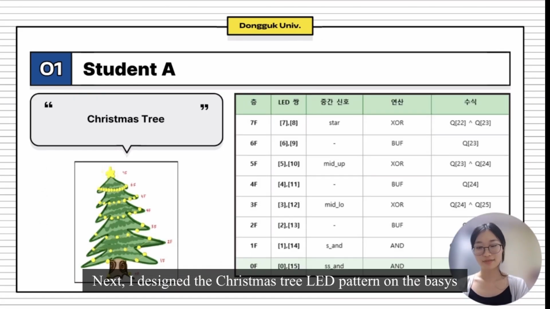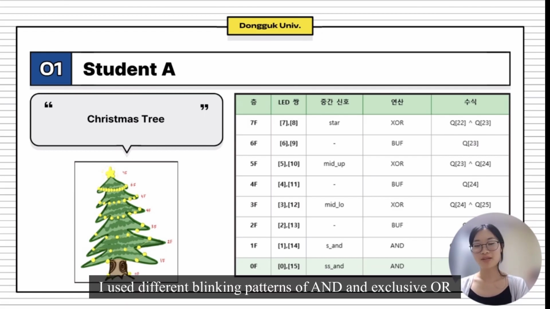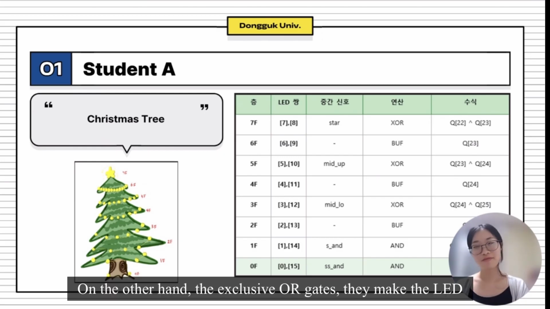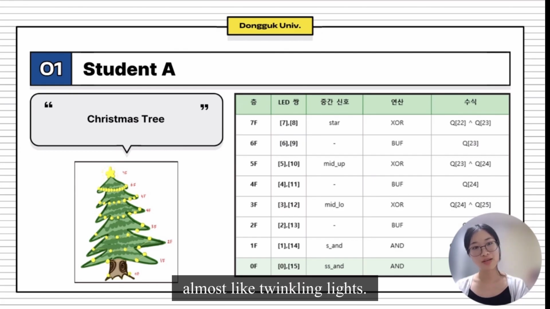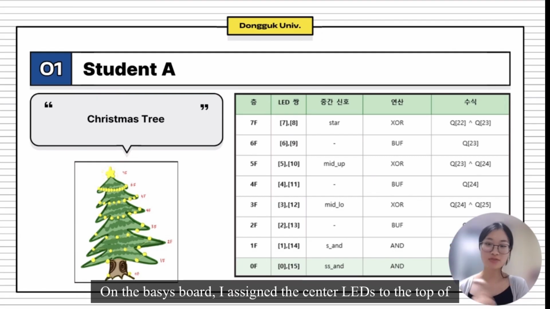Next, I designed the Christmas tree LED pattern on the Basys board. To make the LEDs look like a Christmas tree, I used the different blinking patterns of AND and exclusive OR operations. The AND operation has a longer off period in its duty cycle, so some LEDs stay off longer. On the other hand, the exclusive OR gates make the LED blink more irregularly, almost like twinkling lights. I arranged the Christmas tree from the star at the top to the trunk at the bottom.